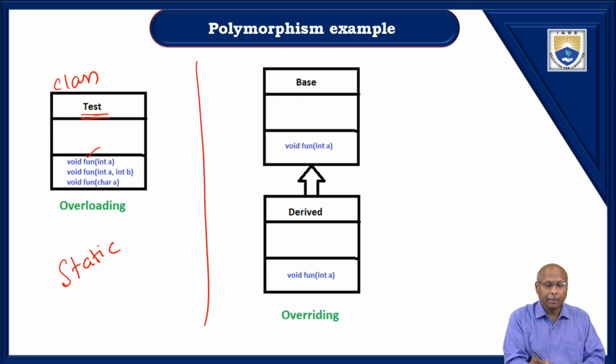Function with integer parameter, again function with int a comma b, and one more function with char a. Same function name is fun only. But first time you are passing a single argument with integer type. Second time you are passing int with int, 2 parameters. Third time you are passing function with a single parameter but type is character. So name is fun only but parameters are different. So whenever you are writing such type of program, that is known as function overloading.